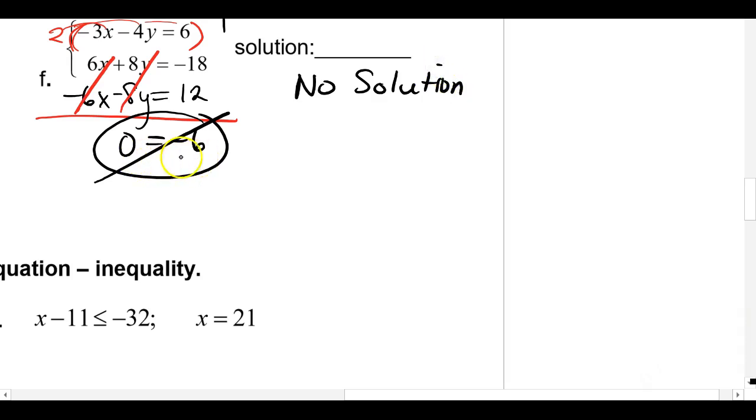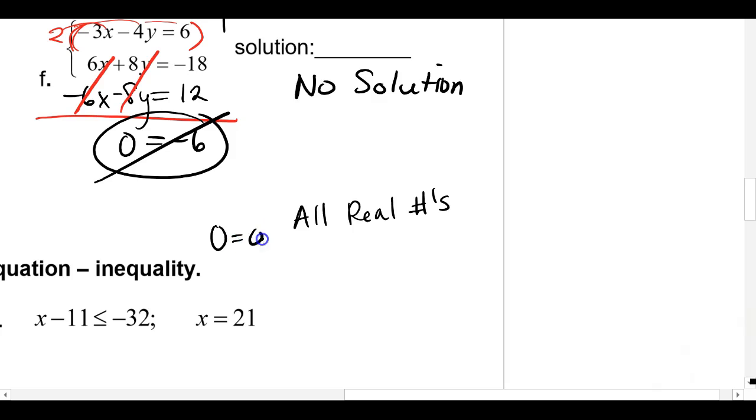If you end up with a 0 on this side and a 0 on this side, well, 0 is equal to 0. In that case, it could be any number, or all real numbers is what we would write. So for this problem, this is not the answer, all real numbers.